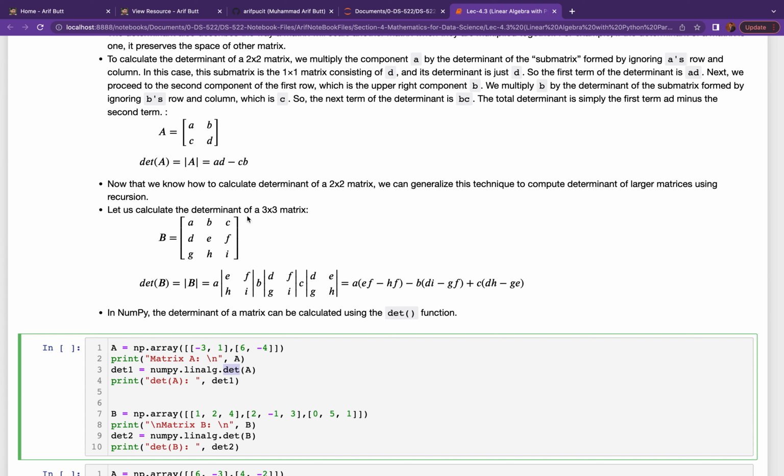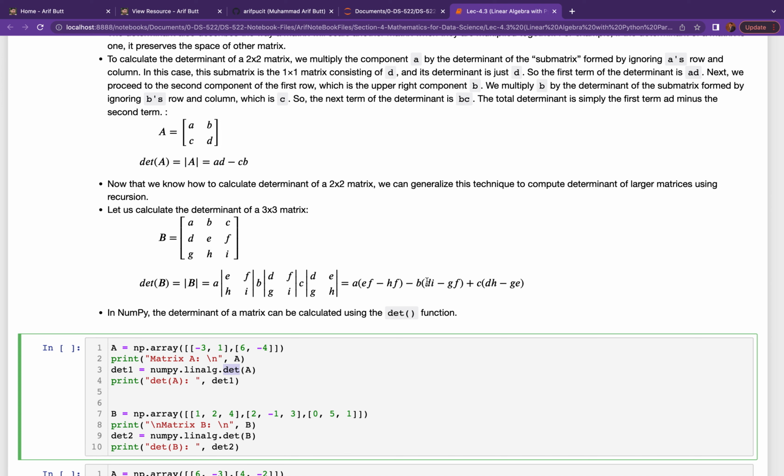And to calculate the determinant of a 3 by 3 matrix, what you do is you take this A and this 2 by 2 matrix. You calculate the determinant of this 2 by 2 matrix, ignoring this row and this column. Then you take this B and ignore this column and this row, and DF and GI. This is the submatrix. And then you have this.